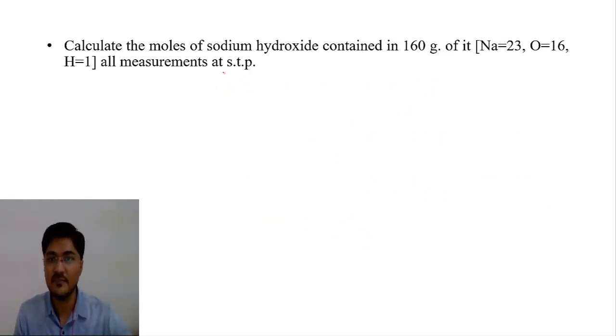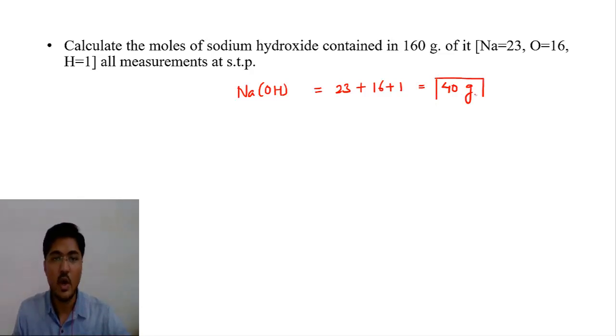Calculate the moles of sodium hydroxide contained in 160 grams of it, all measured at s.t.p. So sodium hydroxide is NaOH, and let's calculate the gram molecular mass, that is 23 plus 16 plus 1. This will come down to 23 plus 17, that is 40. So 40 grams will be the gram molecular mass of NaOH, that is sodium hydroxide.